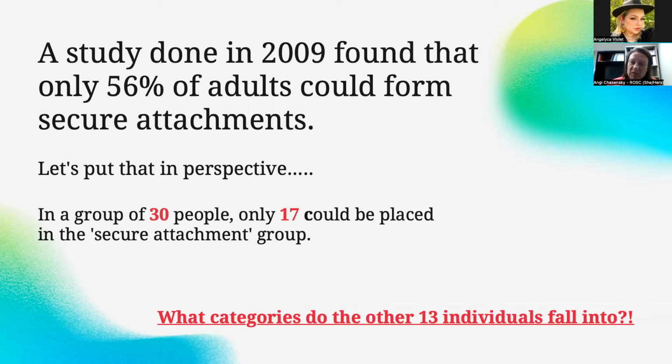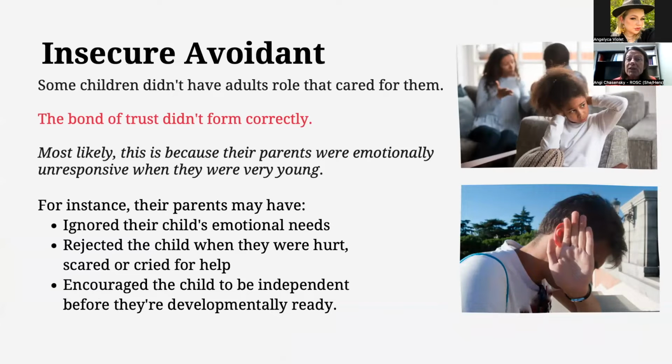So let's put that in perspective. In a group of 30 people, only 17 could be placed in the secure attachment group. So what categories do the other 13 individuals fall into? One of them is the insecure avoidant attachment style.